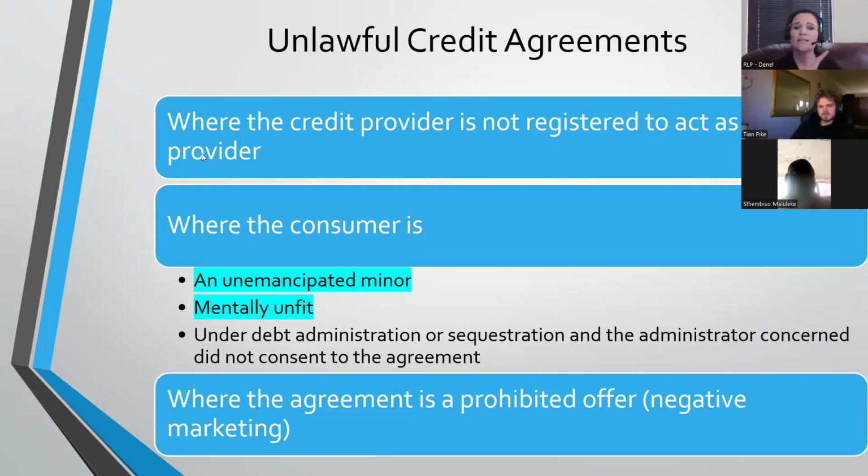The second one is any scenario where the consumer is basically unfit to enter into the agreement. And then the last one says where the agreement is a prohibited offer. Have you guys heard of negative option marketing? Heard of it? Okay, Tian, what do you understand under that term?